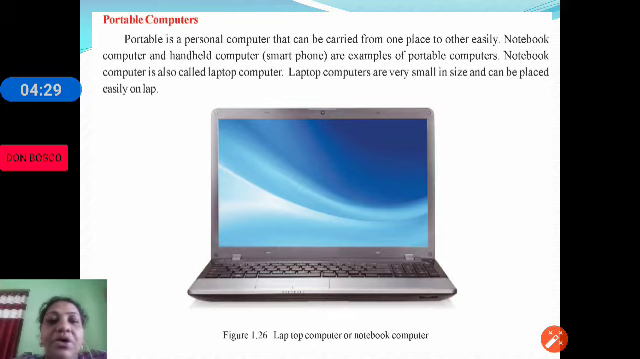The examples of portables are notebook computers, handheld devices or smartphones. Notebook computers are also called laptops. Laptop or notebook, both are the same. Laptop computers are very small in size, so they are easy to carry, and generally when we work we can keep it on our lap and work. So it is called a laptop.